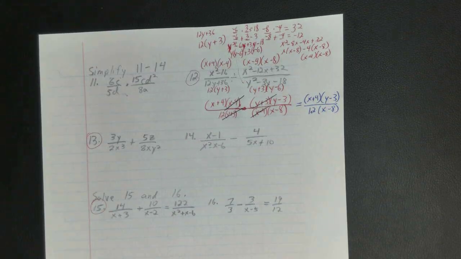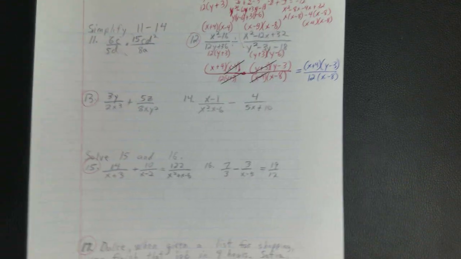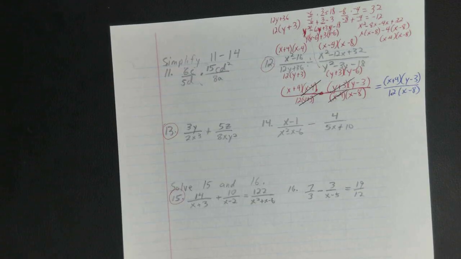X plus 4 times y minus 3 over 12 times x minus 8. I'm not going to multiply that out. I'm going to leave it in that form. Okay, number 13.